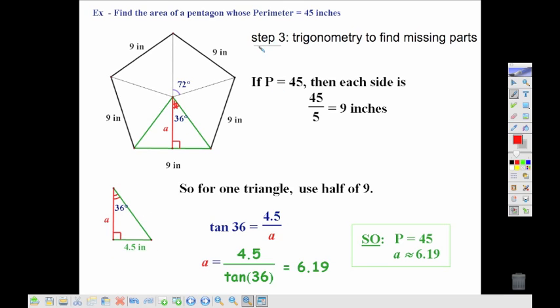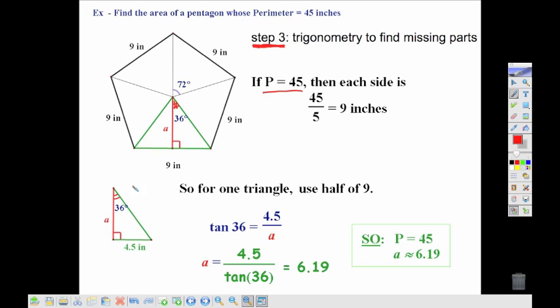So our third step, the trigonometry, this is where you're going to have to think, and this is where each problem is going to be different depending on the situation. This is why I want you to draw the pictures so you can see what you actually need. In this problem, I'm giving you the perimeter is equal to 45. I use the fact that it's a pentagon to divide that by 5 and find the length of each side.